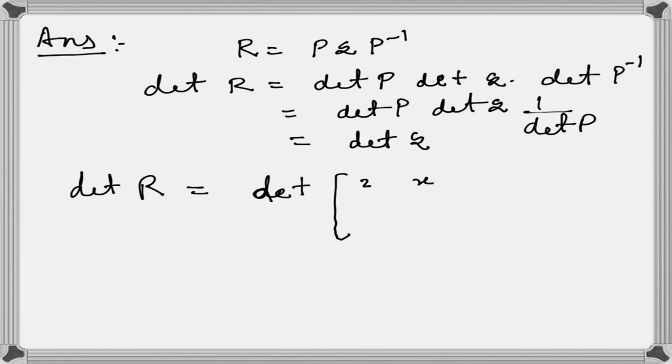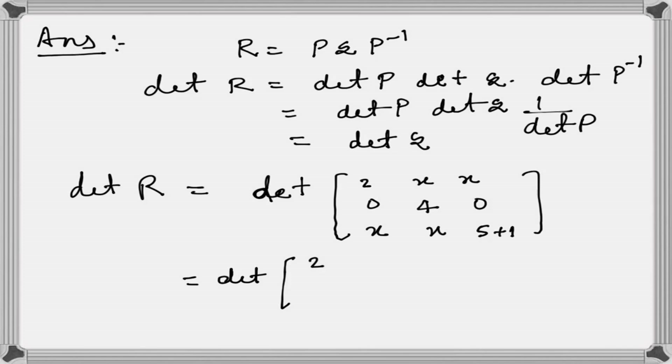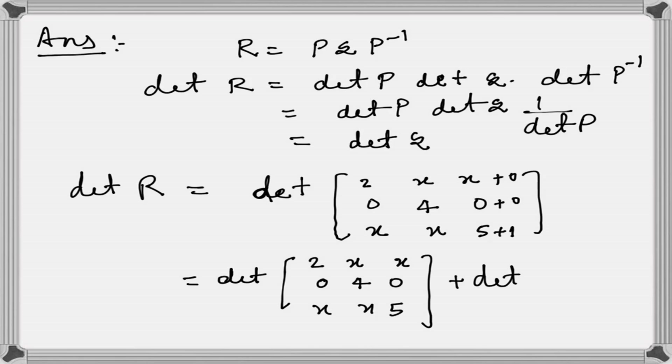Let me write it: 2, x, 0, 4, 0, x, and 6. So I'll just break 6 as 5 plus 1. Then I can break this determinant into two determinants, which is nothing but the determinant of 2, x, 0, 4, 0, x, 5, plus the determinant of 2, 0, x, 4, x, 0, 0, 0, 1, where I write the entry as 0 plus 0.